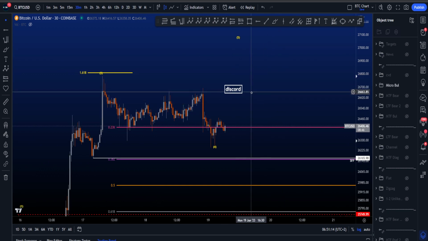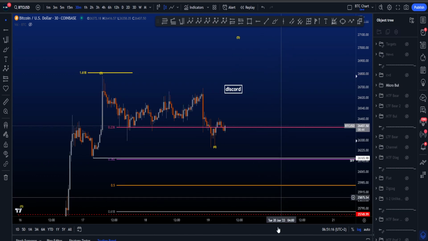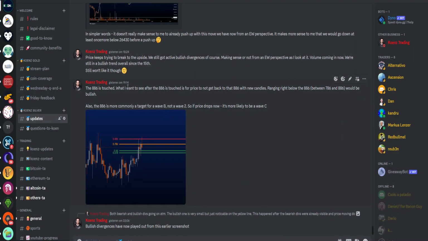And you see the word Discord actually, because I do think it's important to at least mention it, that I said over here in Discord yesterday in the YouTube Silver group, where I said in simpler words, it doesn't really make sense to me to already push up with the move that we have now from an Elliott Wave perspective. It makes much more sense to me that we would go down to at least once more below 26,430 before a push to the upside.